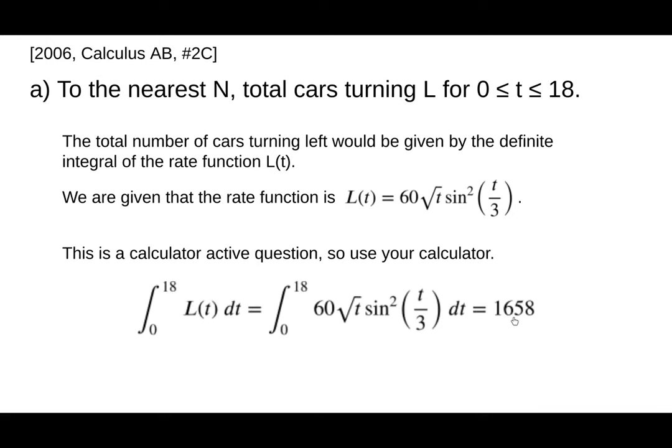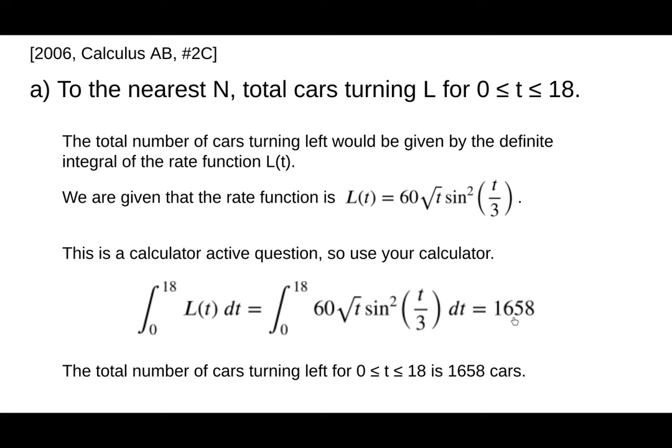Well, we are asking for the integral from 0 to 18 of L of t dt, which is the integral from 0 to 18 of 60 times the square root of t times sine squared of t over 3 dt. And the answer we get from our calculator, rounded to the nearest natural number, is 1,658. So there are 1,658 cars turning left from the time interval from t equals 0 to t equals 18 hours.